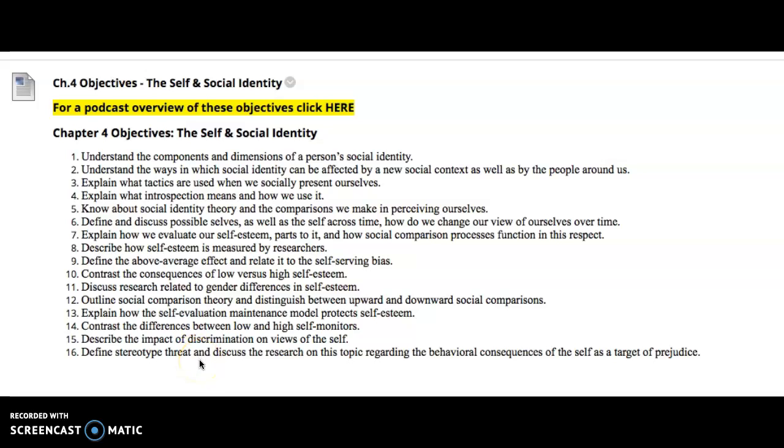And then lastly, define stereotype threat, which goes along with that, and discuss the research on the topic regarding the behavioral consequences of the self as a target of prejudice. When we are targets of prejudice in society, there are some consequences that go along with that. A lot of things play a role in that, like stereotype threat. So you'll want to define that and understand how it can affect our sense of self in regards to prejudice. And that wraps up the objectives for chapter 4.